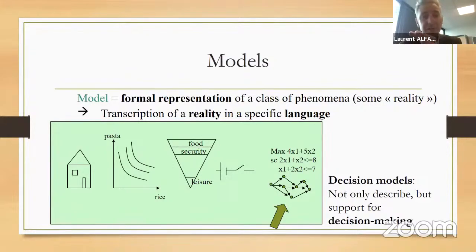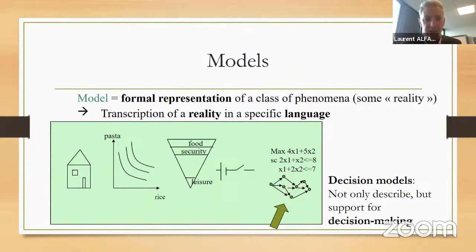What does formal mean? It means that it's described in some specific language. This is not English, well, it could be English, natural language. But very often it could be a graphical language, as you see here. And sometimes it's mathematical, and math is a language. Why? Because very often you describe a class of phenomena, some kind of reality, and you want to transfer this reality into some language.